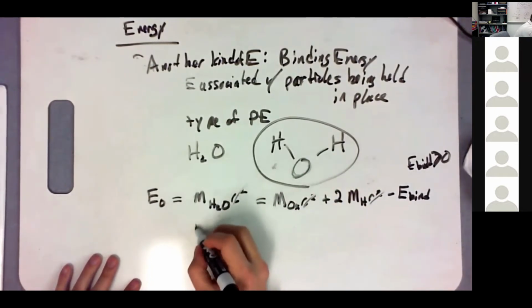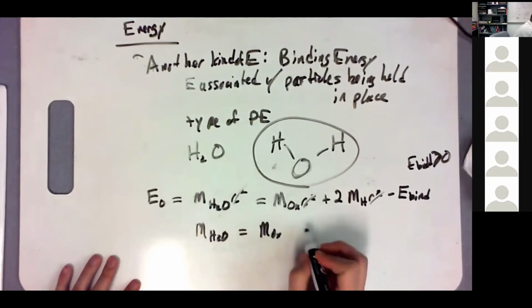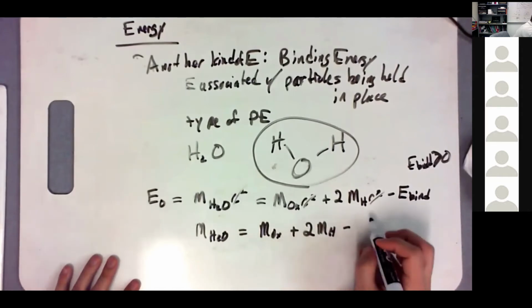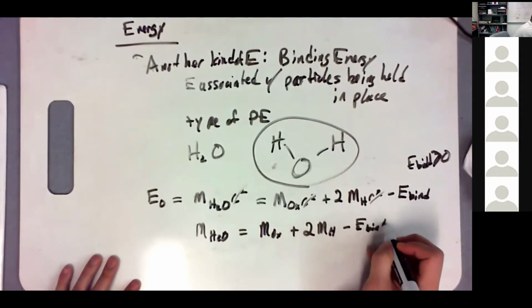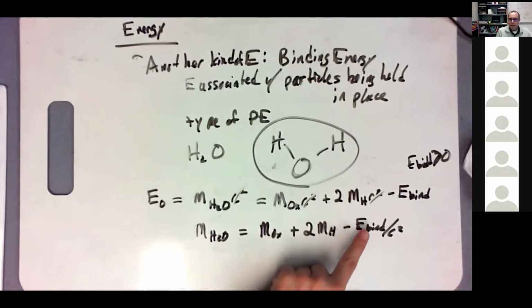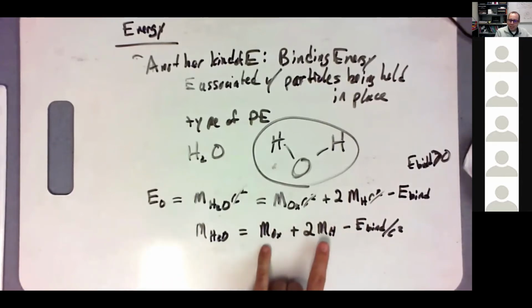The mass of the water molecule is the mass of the oxygen plus 2 times the mass of the hydrogen minus this E binding energy over c squared. The binding energy is a positive number, so we're subtracting a positive number. The mass of an H2O, of a water molecule, is a little bit less than the mass of the oxygen and the 2 hydrogen atoms that make it up. Mass is not conserved.